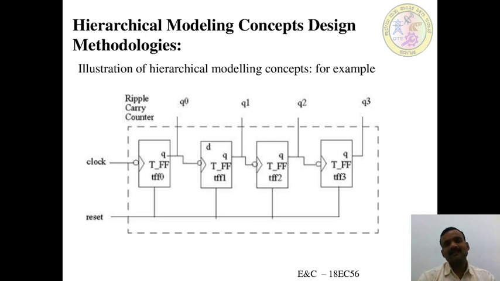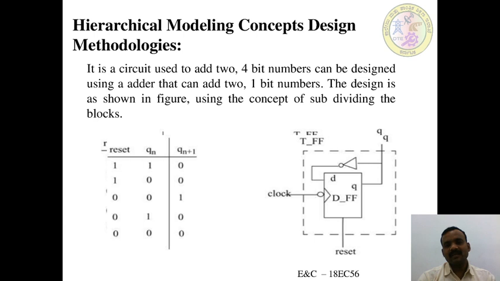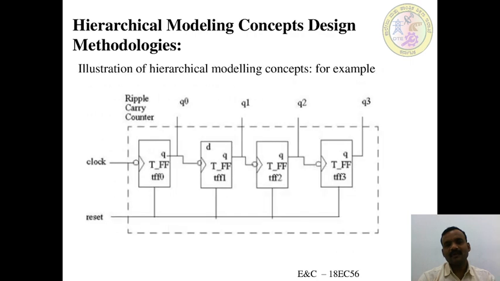Inside this T flip flop, what is the leaf cell? Inside the T flip flop we can see the D flip flop plus an inverter. Clear? So these are the leaf cells. The top level is the ripple carry counter, the sub block is the T flip flop, and inside the T flip flop we see the leaf cells, D flip flop and inverter.